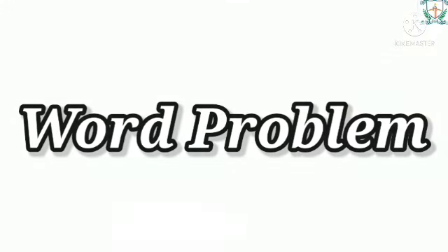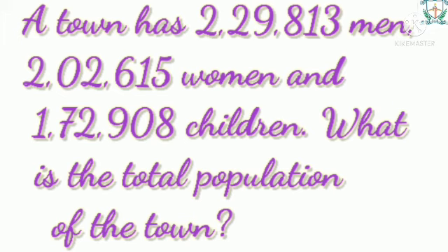Now, let us solve the word problem. A town has 2,29,813 men, 2,02,615 women and 1,72,908 children. What is the total population of the town?